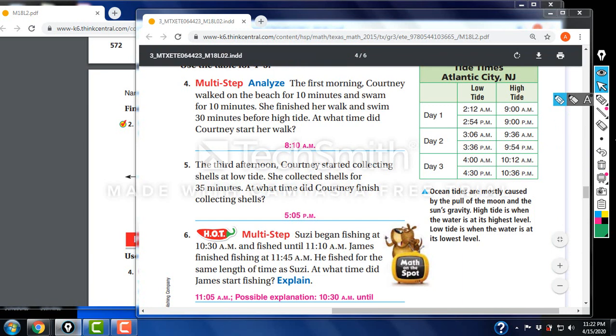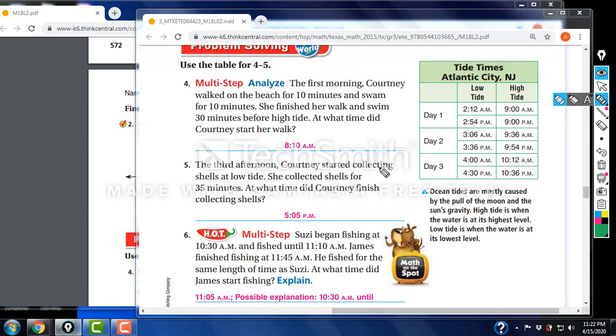So the next one is the third afternoon. Courtney started collecting shells at low tide. The third afternoon, so day 3, started collecting shells at low tide. So low tide is here. But is it the AM or is it the PM? Well, it says third afternoon, so I'm going to use the PM. This is the key here of using this one. So it's day 3, afternoon. This is when low tide starts.